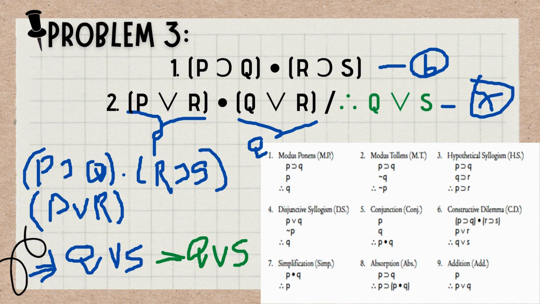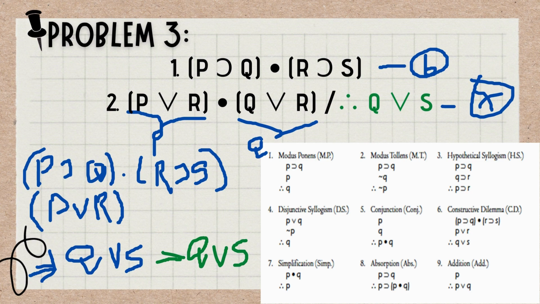The third type of problem: the first premise is P implication Q, conjunction, R implication S. The second premise is P disjunction R, conjunction, Q disjunction R. The conclusion is Q disjunction S. So you have to prove Q disjunction S, LHS is equal to RHS. Take the first premise, P implication Q conjunction R implication S, and take the second premise, P disjunction R conjunction Q disjunction R.